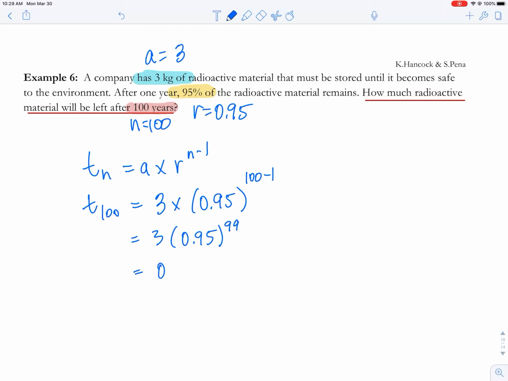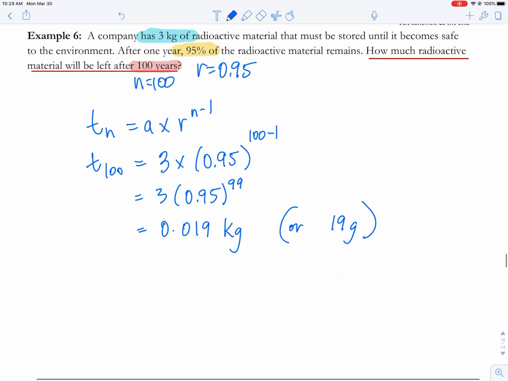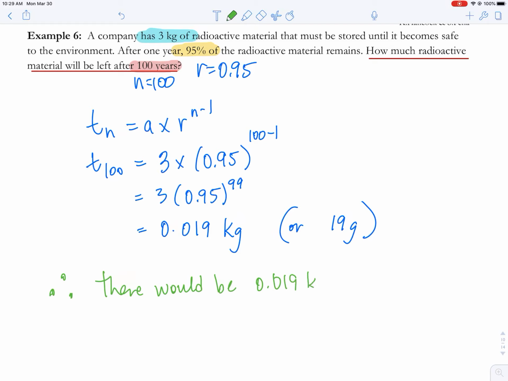And when we do that, we get 0.019. Units would be kilograms. If you were being fancy, you could write 19 grams, but you don't need to. And so our therefore statement would be, therefore, there would be 0.019 kilograms of material left.